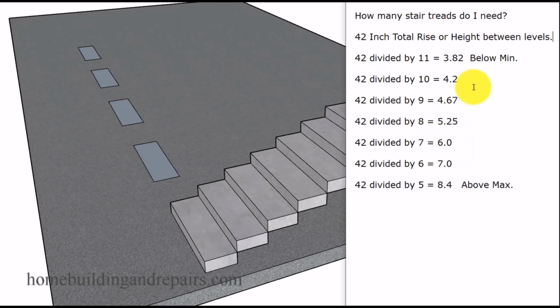So anything less than 4 inches, 3.82, this is below the minimum. 11 risers is going to be too much. So 11 risers isn't going to work, but 10 risers, 9 steps will work.